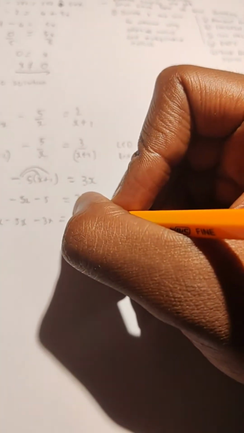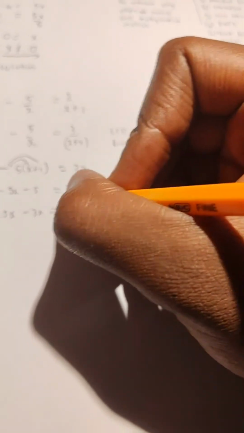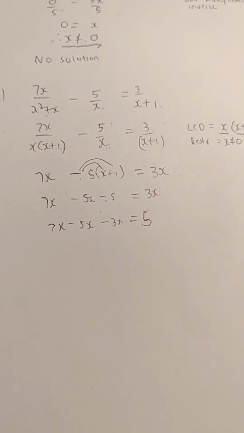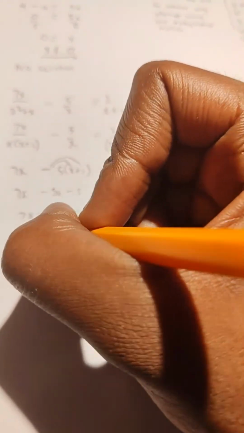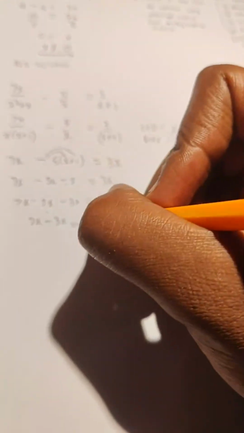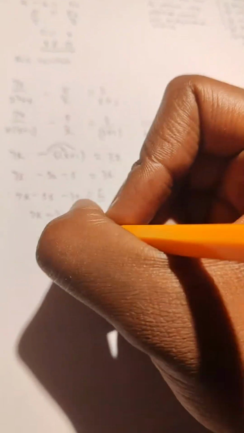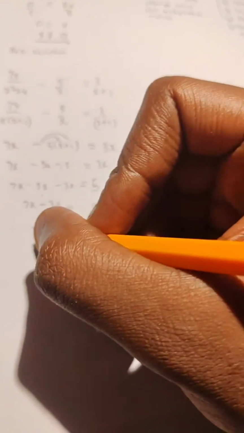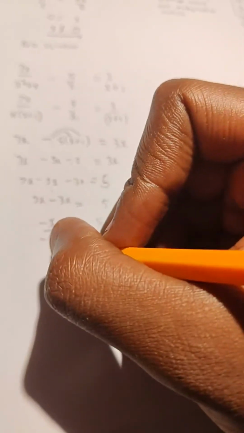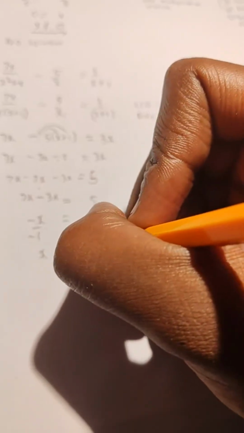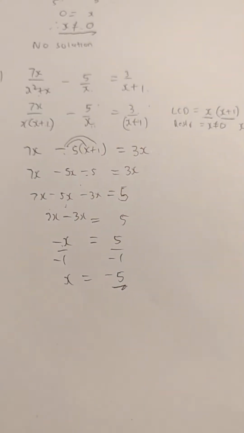Then we isolate the x on one side, because this is a linear equation. We will isolate the negative 5 on the other side. Then 7x minus 5x gives us 2x, minus 3x, which is equal to 5. So that gives us negative x is equal to 5. We divide both sides by negative 1 because the coefficient of x is negative 1. x is equal to negative 5.